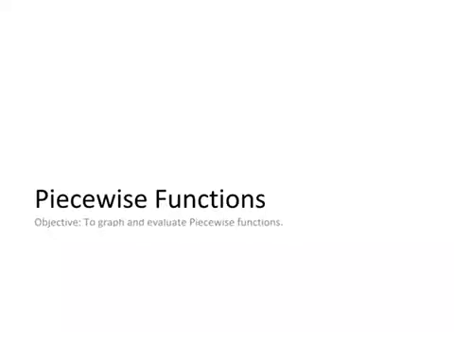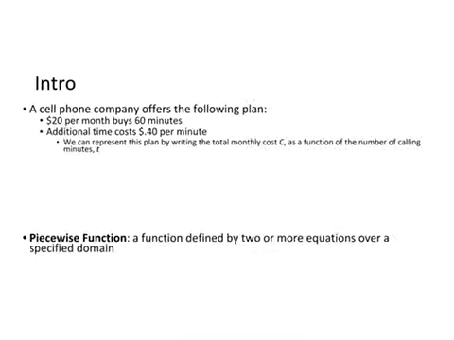Today, your objective is to graph and evaluate piecewise functions. To start, we'll do an introduction question. A cell phone company offers the following plan. $20 per month up to 60 minutes. Additional time costs 40 cents per minute.